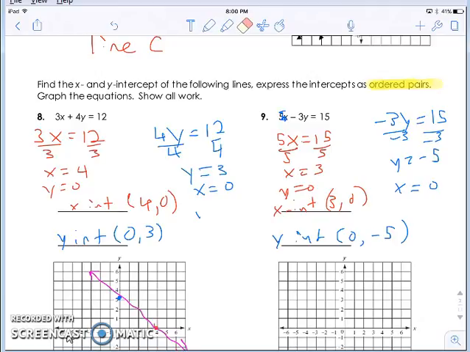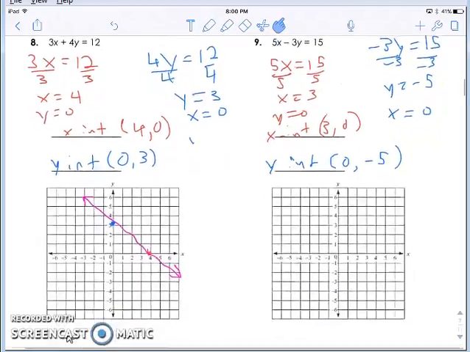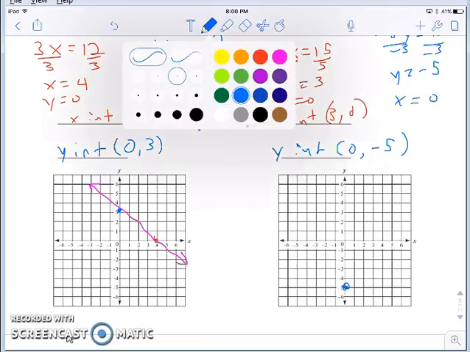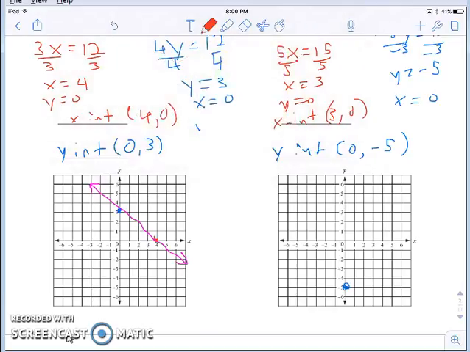Then to graph this, we're going to put our 2 points on it. 0, negative 5, and 3, 0 is what that's supposed to say. There's a lovely 0, and we're going to connect this with a line. And there you have it. It's finding x and y intercepts and graphing.